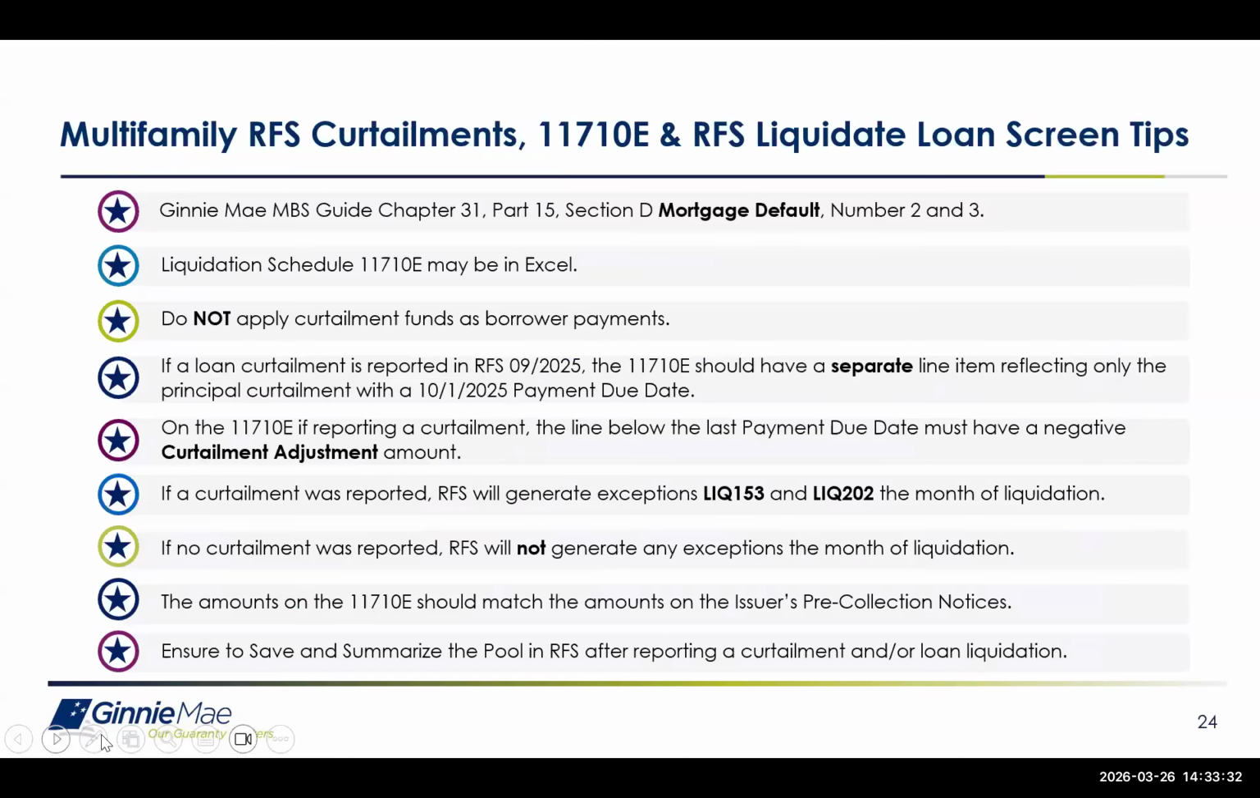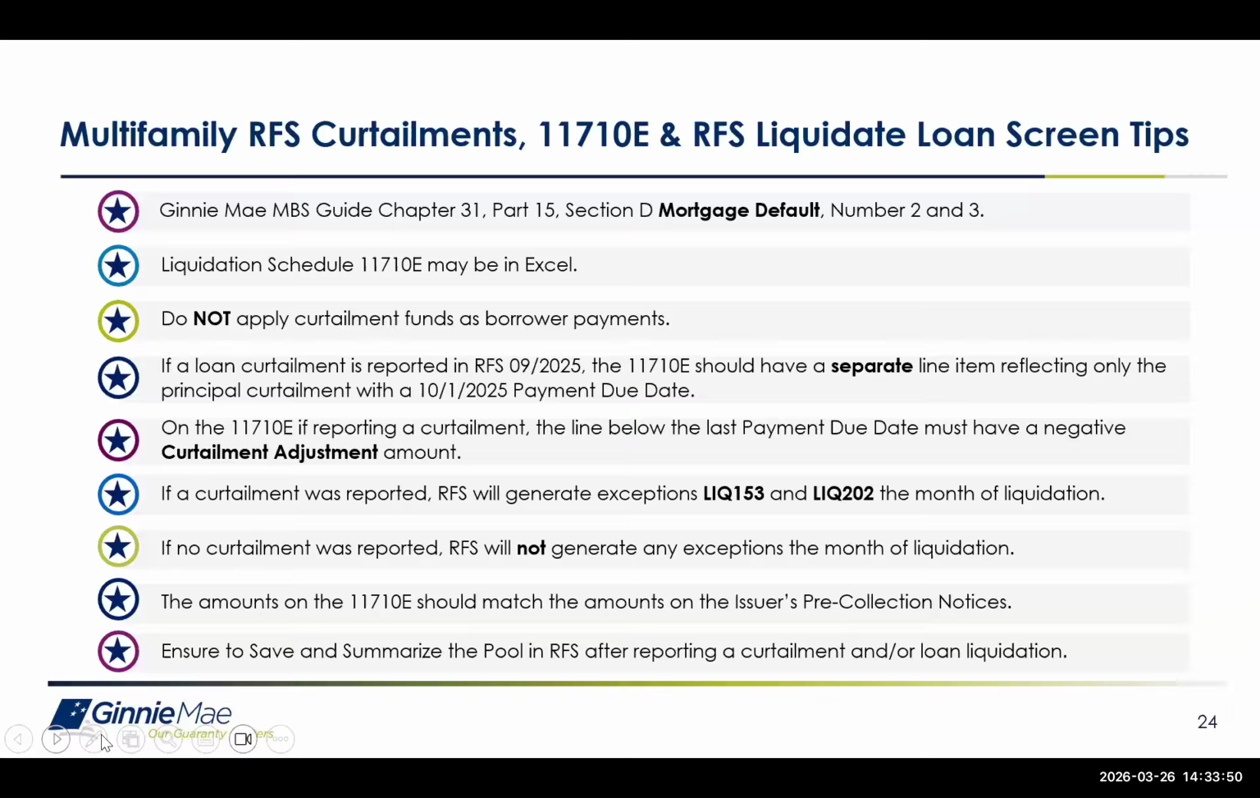And a few tips. Reimbursement claims are in Chapter 31, Part 15, Section D, number 2 and 3 of the MBS Guide. The 11710E may be in Excel. Do not apply curtailment funds as borrower payments in RFS.